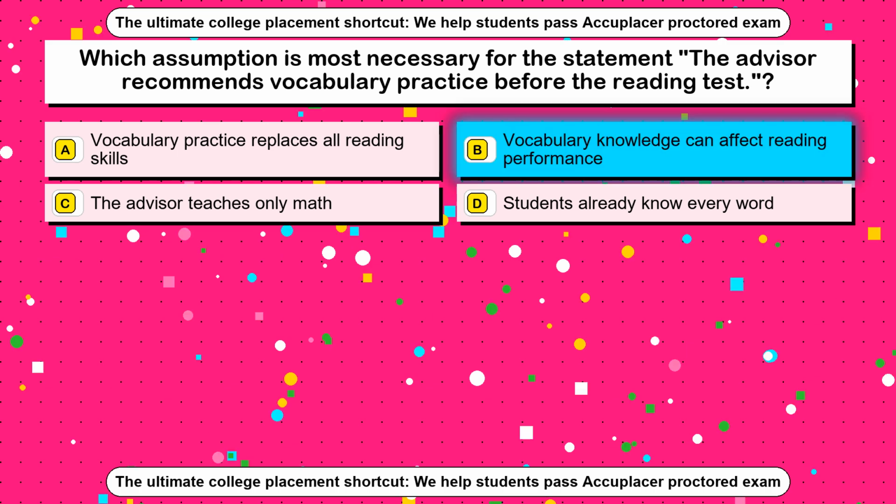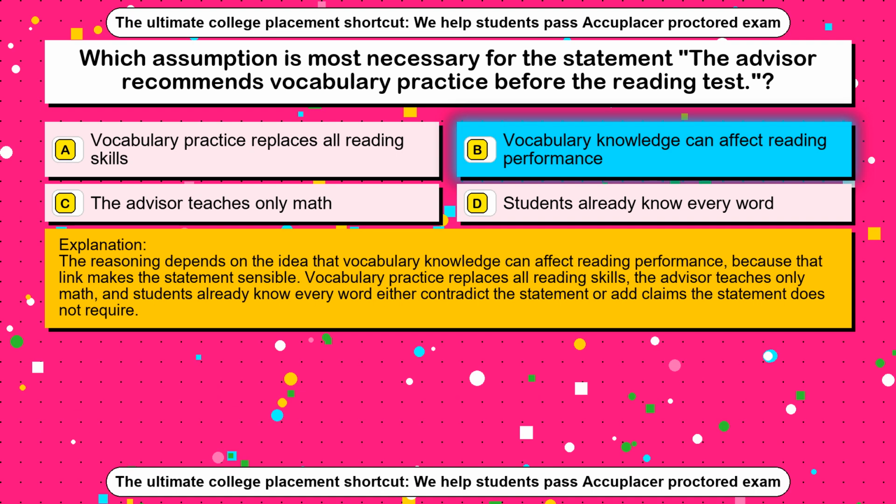The correct answer is option B. Vocabulary knowledge can affect reading performance. The reasoning depends on the idea that vocabulary knowledge can affect reading performance, because that link makes the statement sensible. Vocabulary practice replaces all reading skills, the advisor teaches only math, and students already know every word either contradict the statement or claim something the statement does not require.